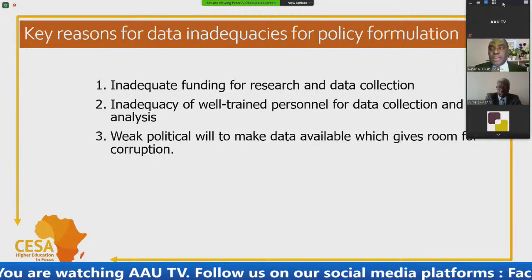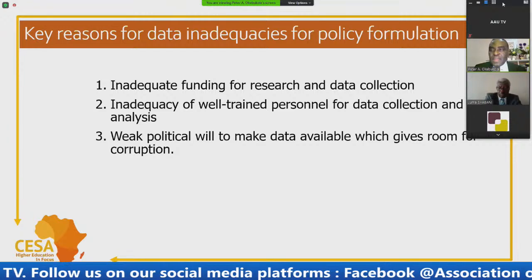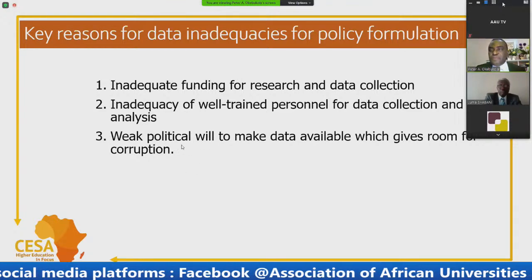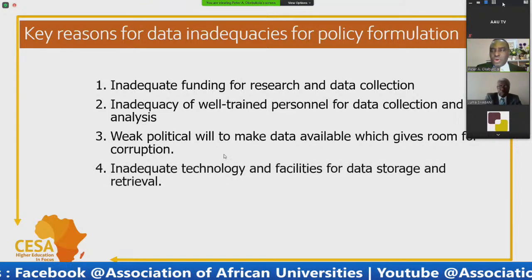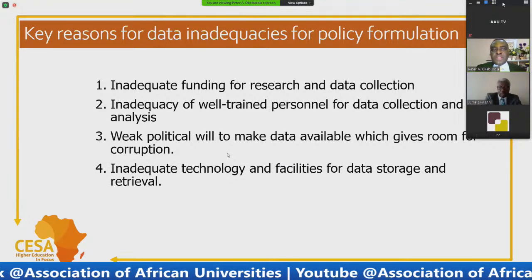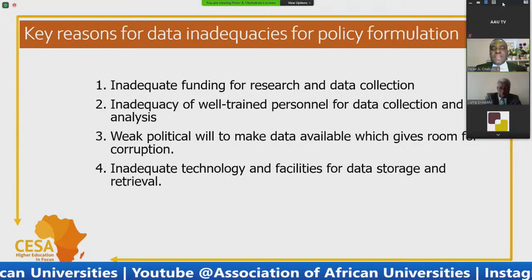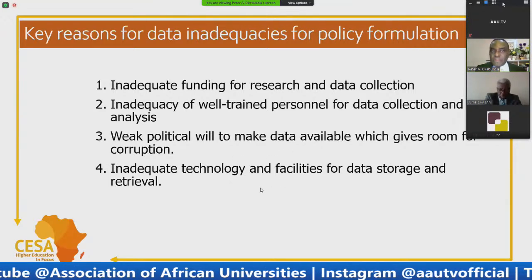If it's for resource sharing, they have a set figure they'll give to you, a higher figure. If it is for monitoring, they give you some figure different from that. So there's a lot of corruption, and when you go to collect data, corruption also manifests itself. The third key reason that our respondents told us is inadequate technology and facilities for data storage and retrieval.